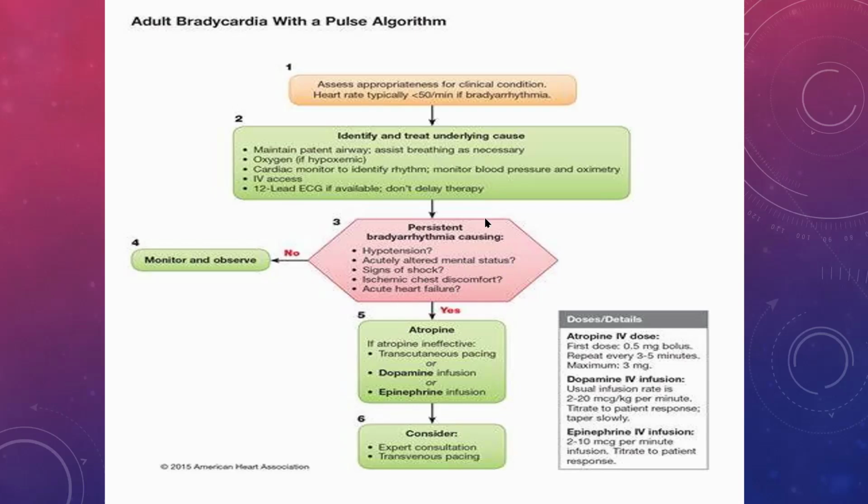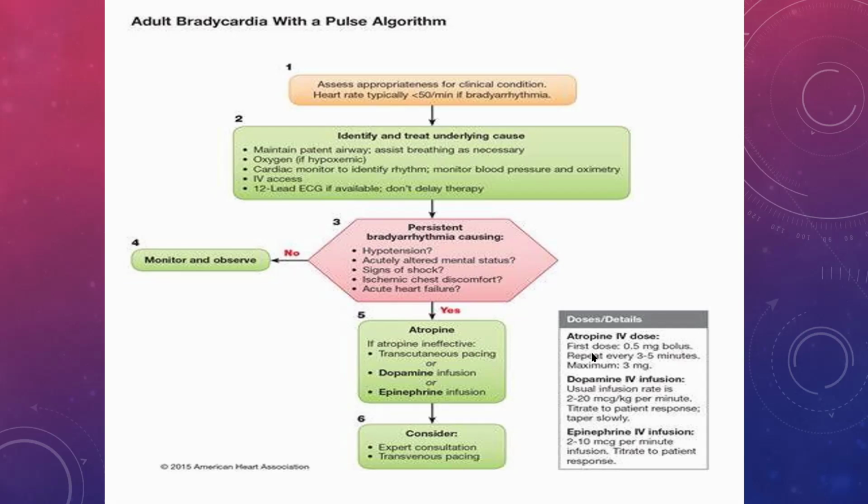So if your patient doesn't have any of these signs, you can monitor and observe them. It is true, there's a lot of patients who have bradycardias that are not necessarily pathological, so you don't have to necessarily rush to treat them. But if you have a patient who is bradycardic and you haven't identified a cause and they have danger signs, then the first thing that you would do is use atropine.